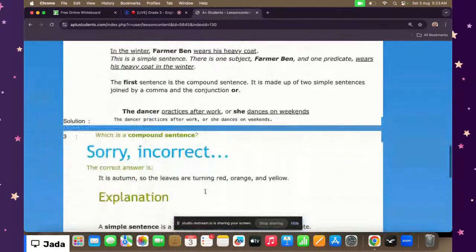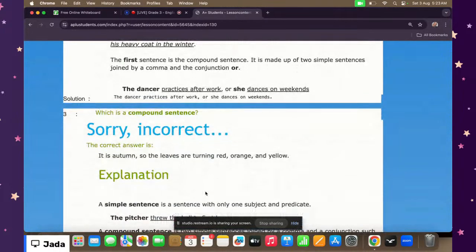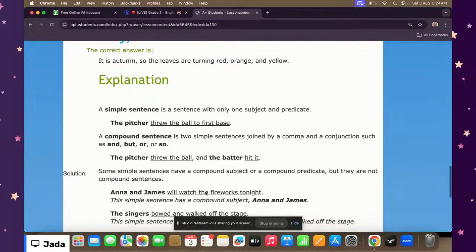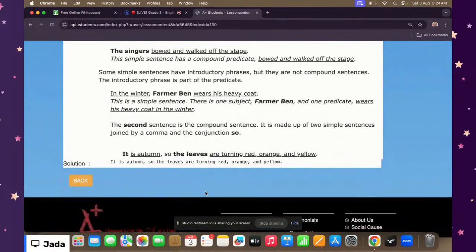It is autumn, so the leaves are turning red, orange, and yellow. What is this sentence? So this is a what? The second sentence is the compound sentence. It is made up of two simple sentences joined by a comma and the conjunction. After it is autumn, we have a comma there, we have so. So the leaves are turning red. Okay, so that's it.